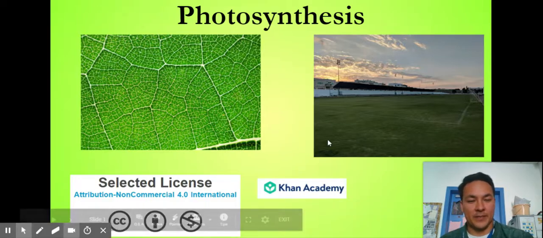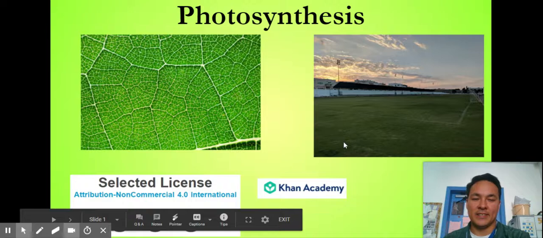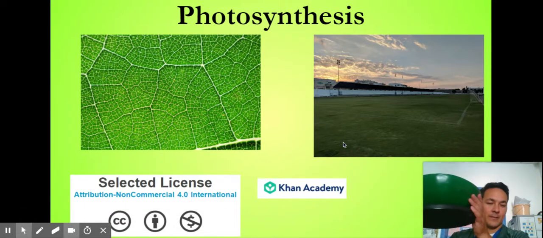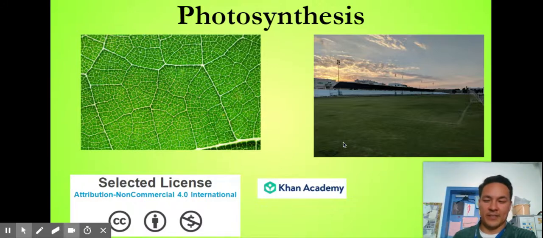Here you see a beautiful picture of our TASM pitch, right? And photosynthesis going on there. And don't forget our friend, our chloroplast model here.